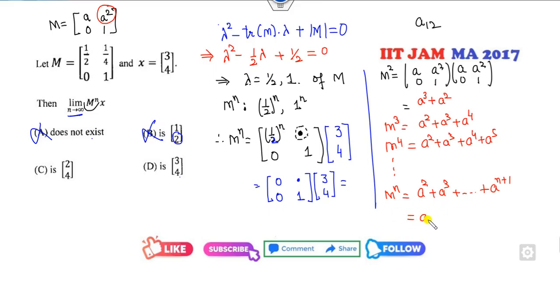It's a GP. So GP is 1 minus A raised to power n divided by 1 minus A. What is the A? A is half. So once you take A as half and n approaches infinity, this value will be 0. So this value will be 1 over 4. 1 minus half is half. So it will be 1 over 2. Now you can multiply them. You will see the answer will be 2 and 4 is the right answer of this problem.